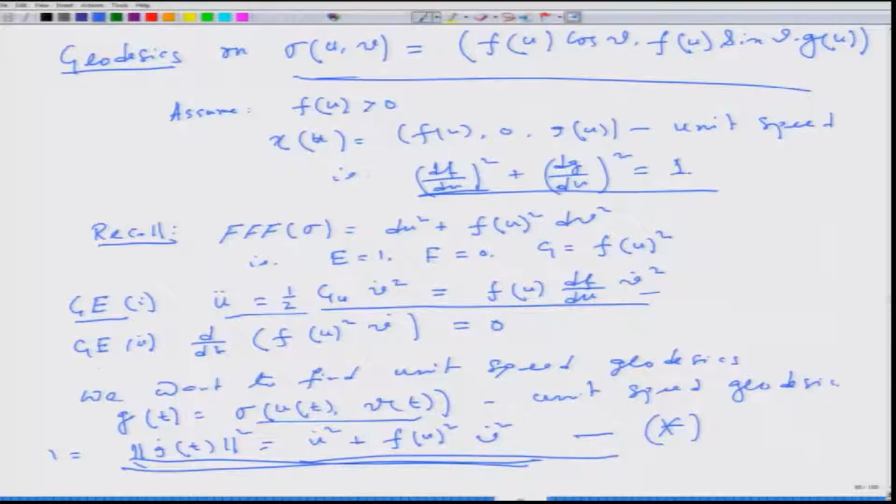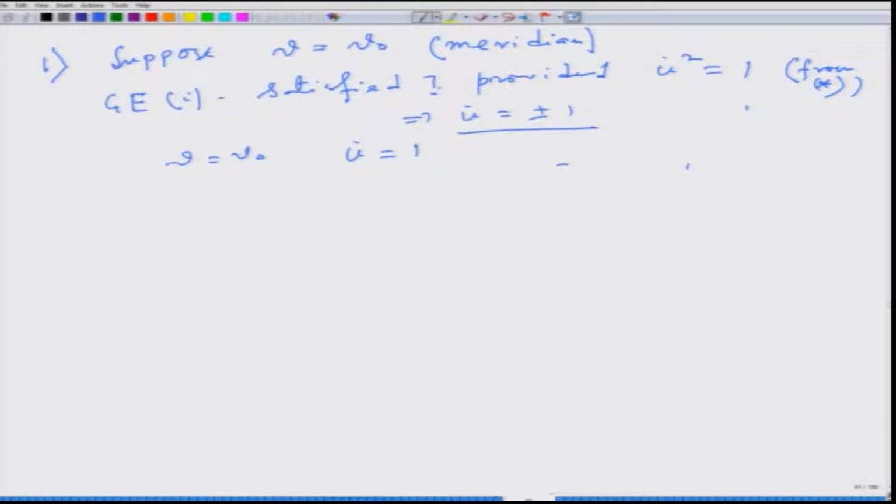Is G2 satisfied? Sure, because v dot is 0, so this side is 0 and this is 0. So G1 and G2 both are satisfied. You understand what is happening? If I have v dot equal to 0 and u dot equal to plus or minus 1, then G1 is satisfied, and if v dot equals 0, G2 is automatically satisfied because the right hand side is 0.